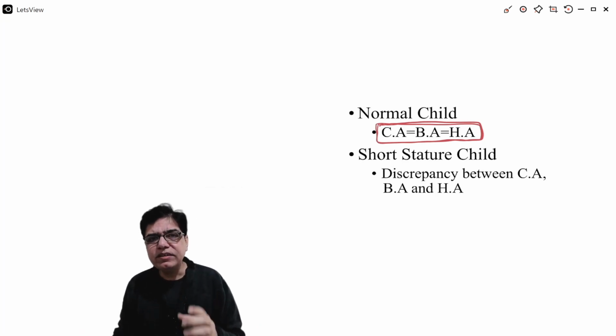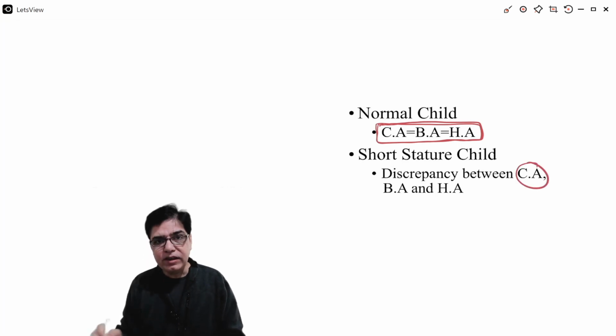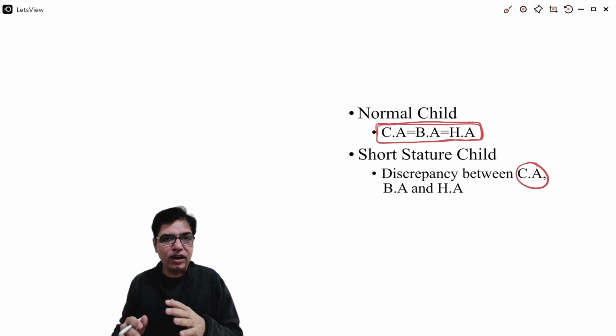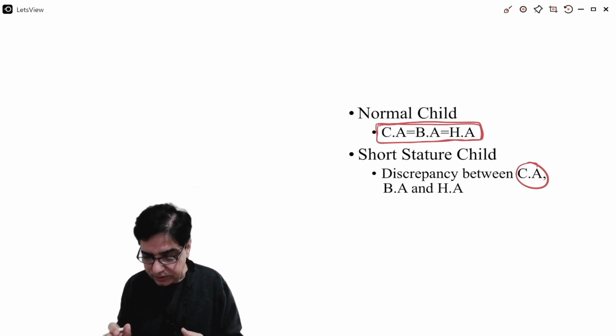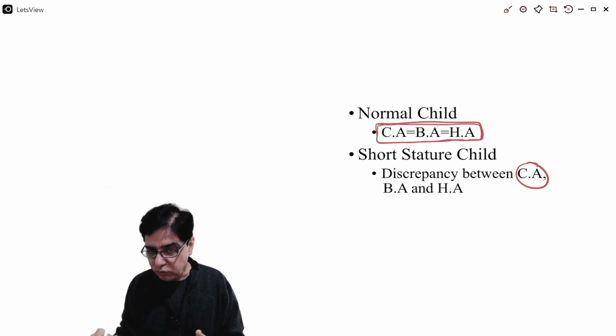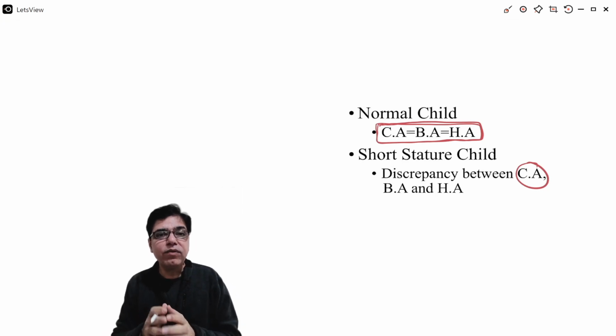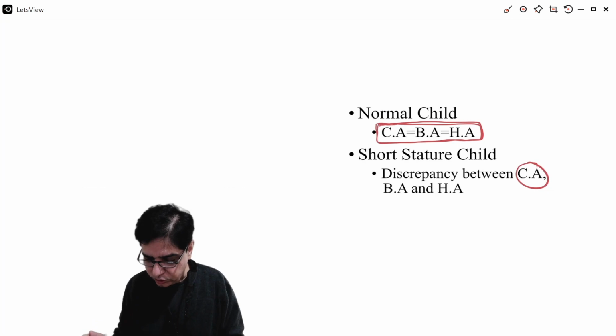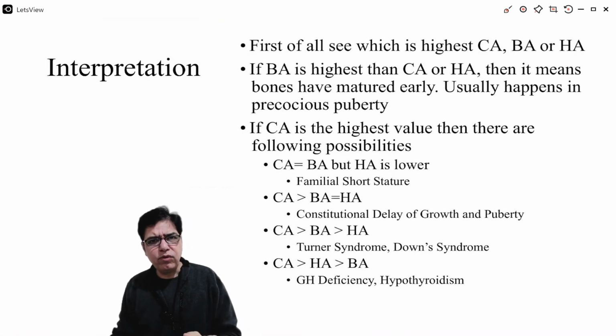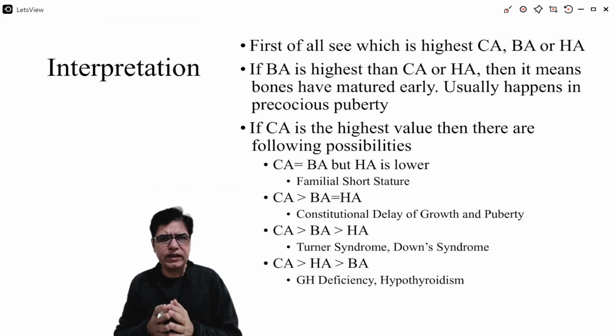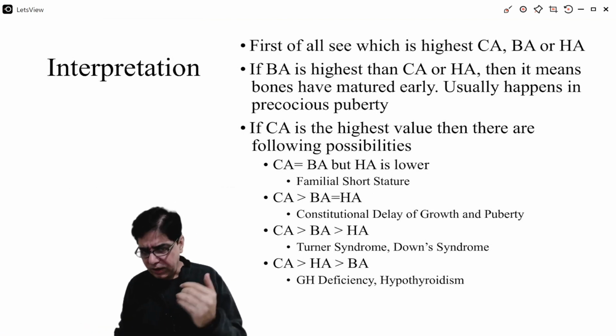But if there is a discrepancy where the chronological age is not equal to the bone age or the height age, and you see there is more than 6 months difference between any two of these three items, then there is a problem. And usually these problems help us in identifying the further differentials of short stature. So I will discuss it now. For example, if you have taken the chronological age, you have done the bone age, you have done the height age.